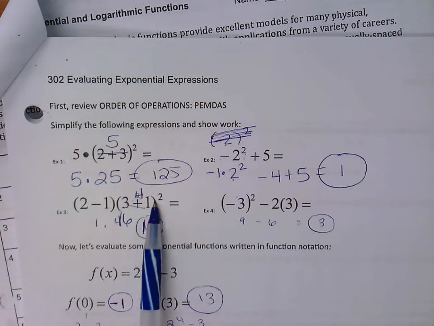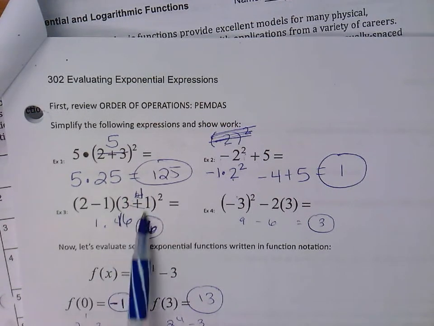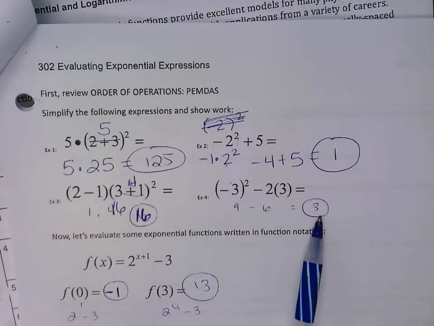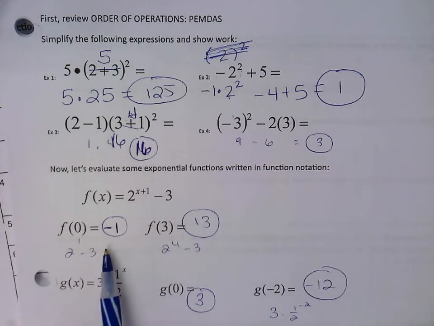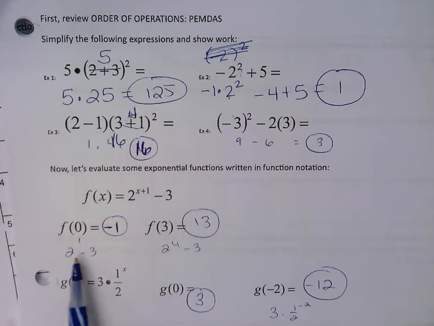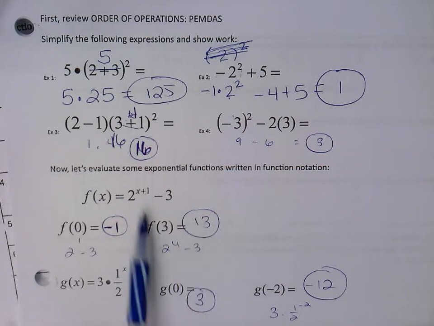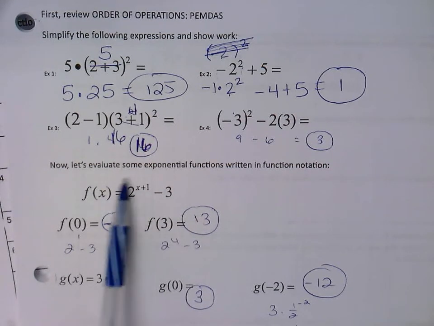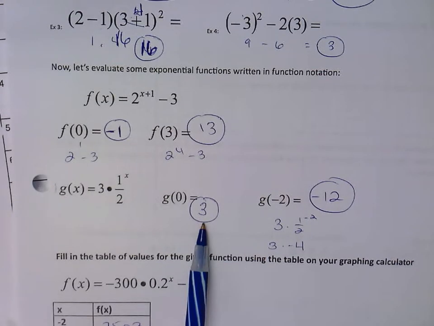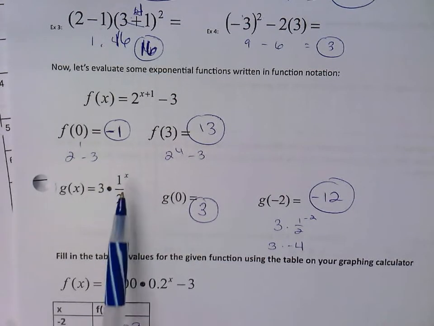Made a mistake. 3 plus 1 is 4. 4 squared is 16. I think I read 3 minus 1 for some reason. Did this one come out right? 9 minus 6 is 3, right? This one, when I plug in 0, I get 2 to the first, which is 2, minus 3 is -1. This one, I plug in 3, I get 2 to the fourth, which is 16, minus 3 is 13. This one came out to just 3, right? Because anything to the 0 power is 1. 1 times 3 is 3.